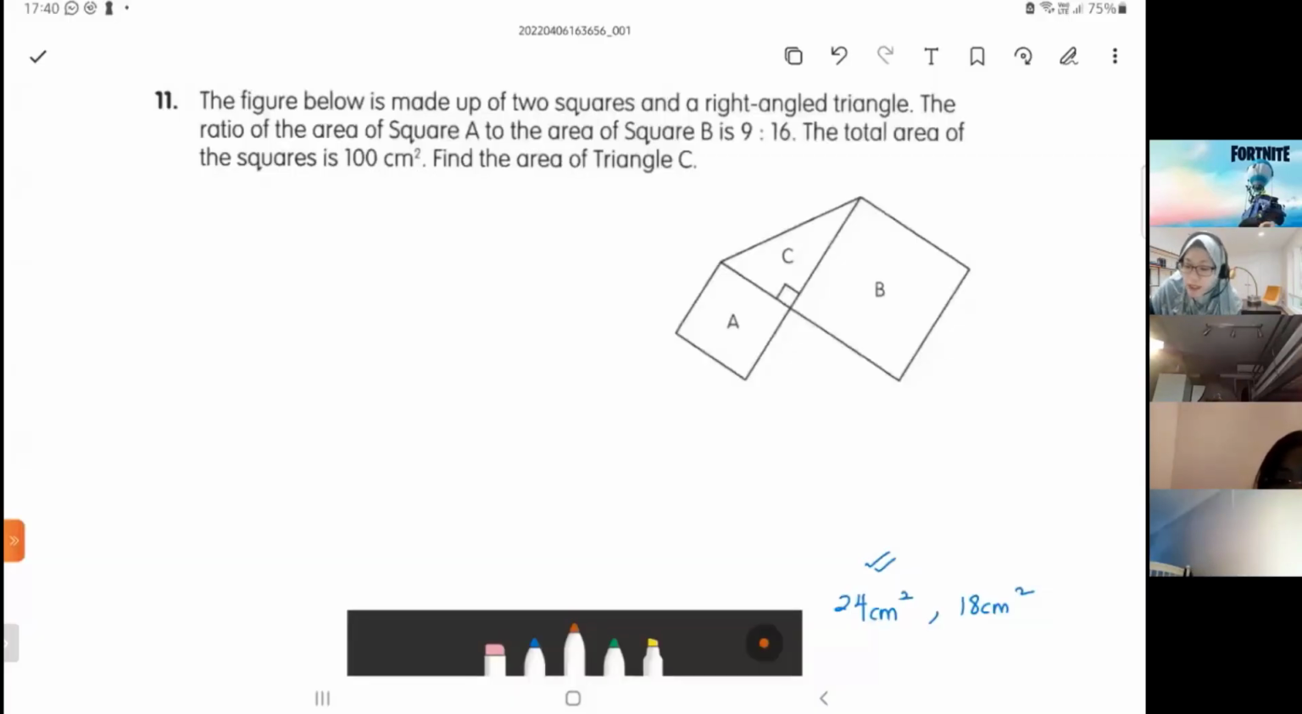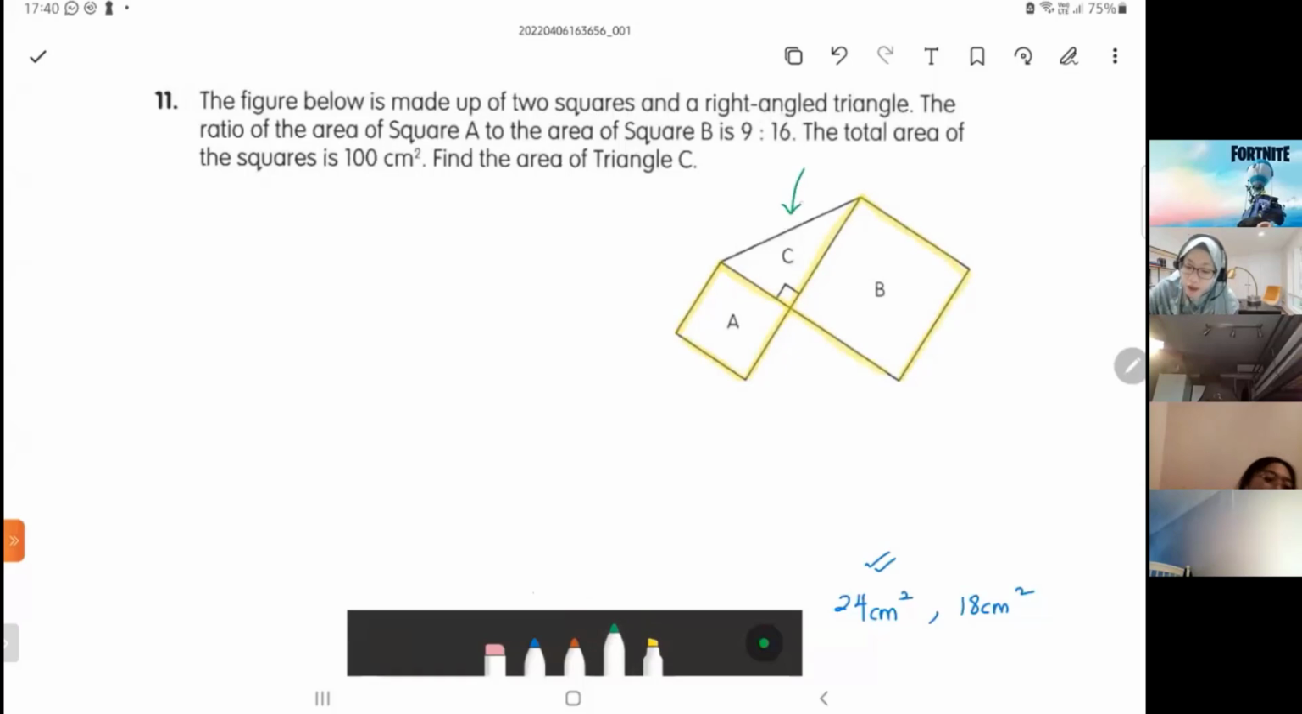Okay, the figure below is made up of 2 squares. Can you see the squares? One is a small square and another one is a bigger square, right? You can see the 2 squares. Then I have one right angle triangle. This is my right angle triangle.